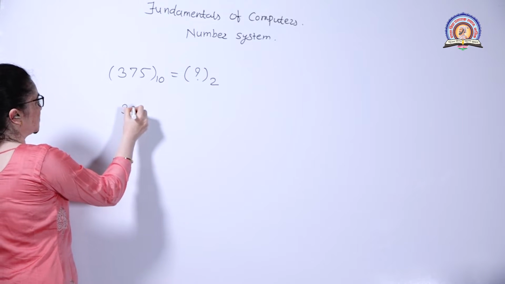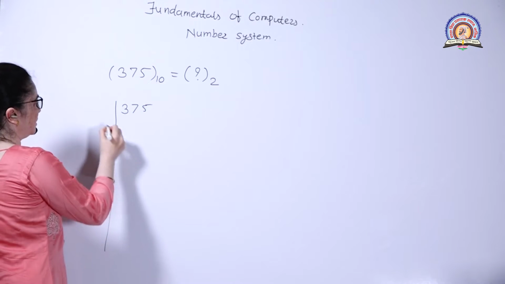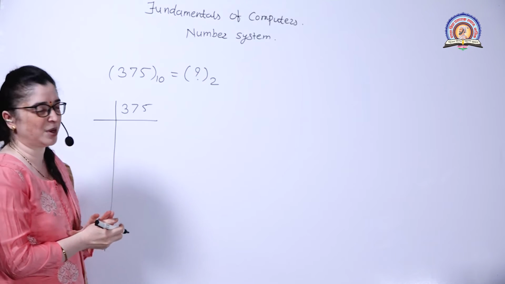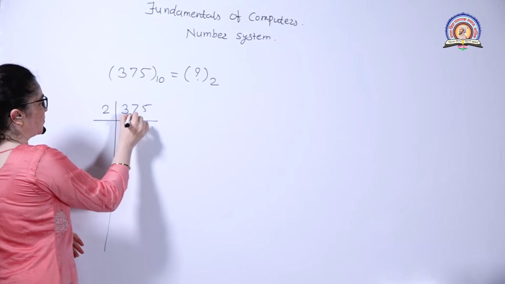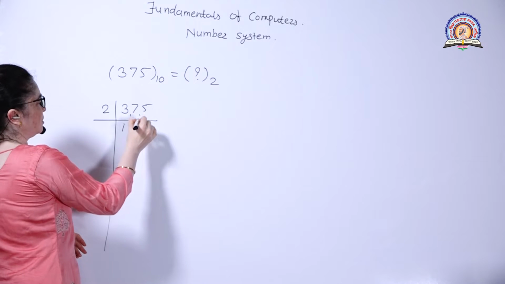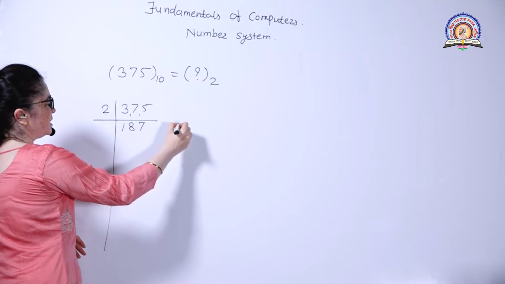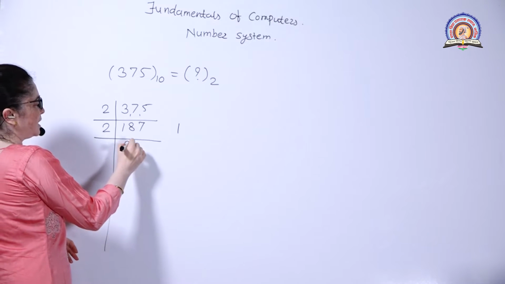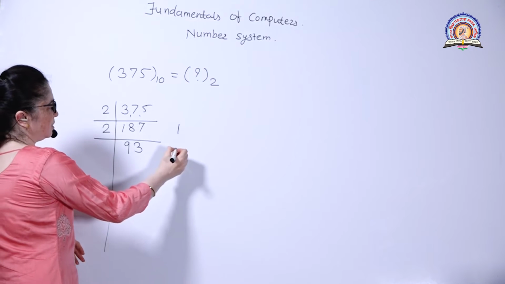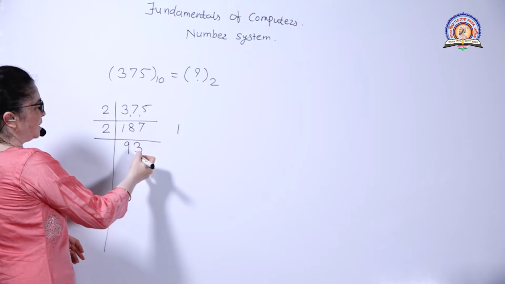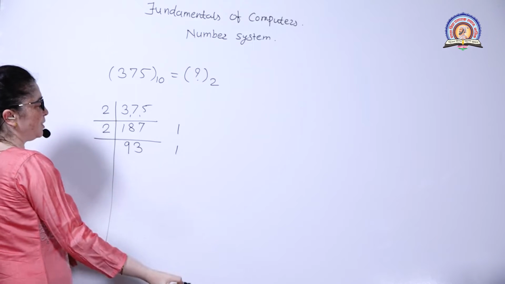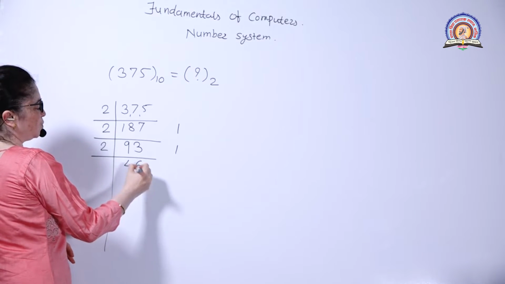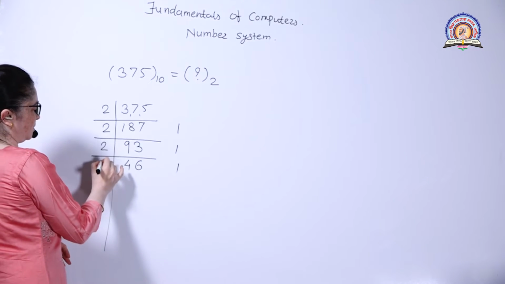So first of all, write down the number, then divide this number by 2 and write down the quotient as well as the remainder. So 2 ones are 2, then 2 eights are 16, 2 sevens are 14. The remainder is 1. Write down the remainder. Then again divide it by 2. 2 nines are 18, 2 threes are 6. Remainder is 1. Again divide it by 2. 2 fours are 8, 2 sixes are 12. Remainder is 1.